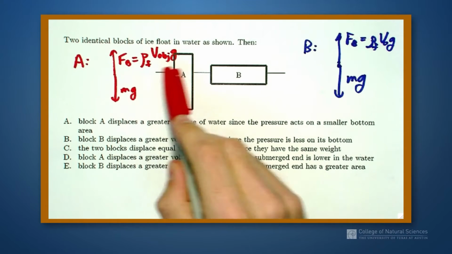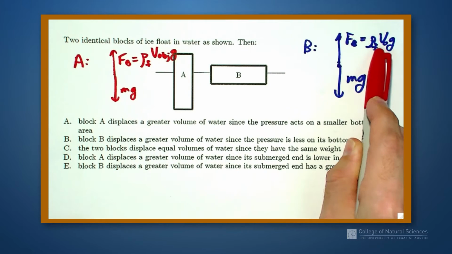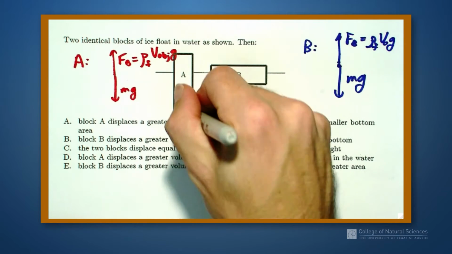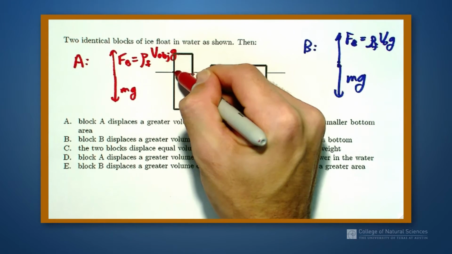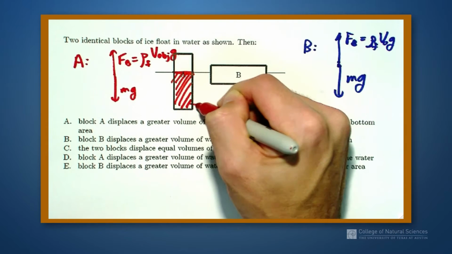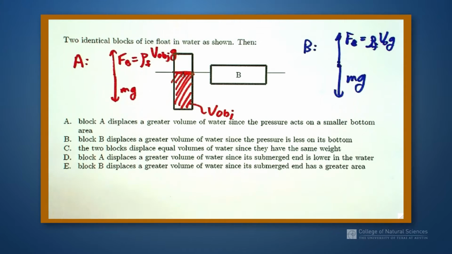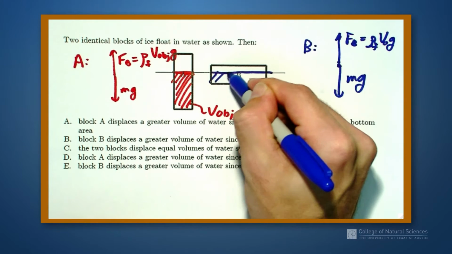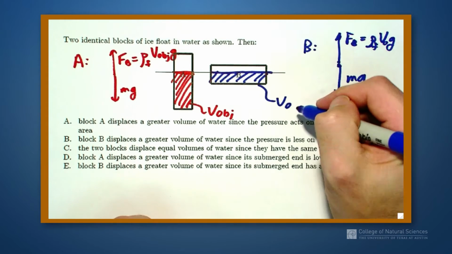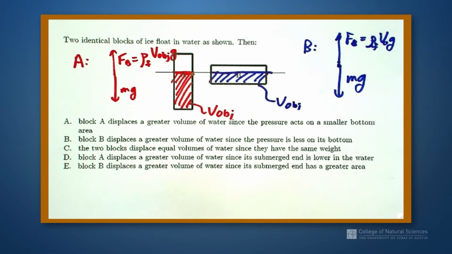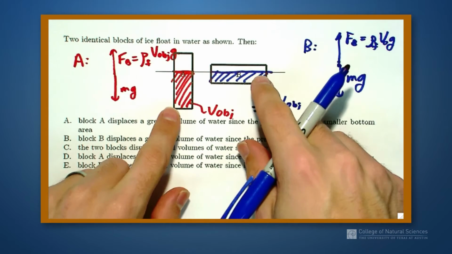And if they're in the same fluid, which they are, they're floating in water, and they're in the same gravity, that means the amount of volume that's submerged, so this is my volume of my submerged object, and this over here, my volume of my submerged object, have to be equal in order to get the same upward buoyancy force, because they're just floating there.